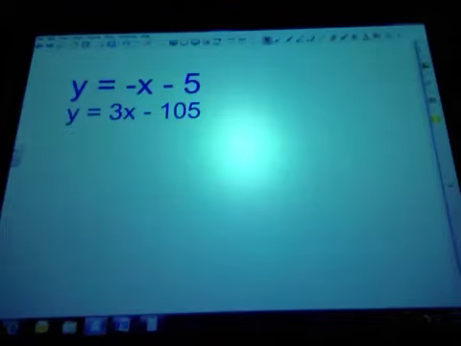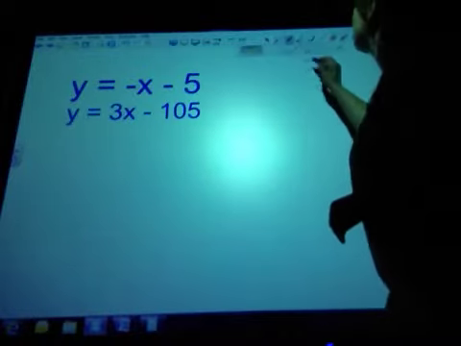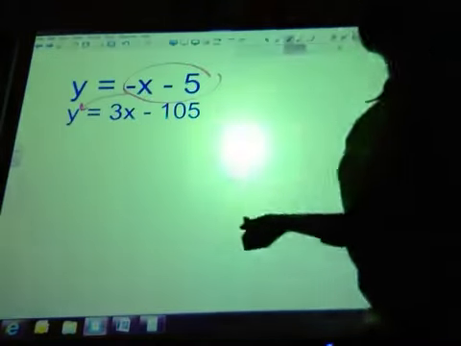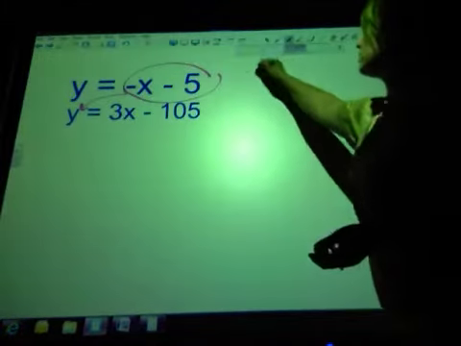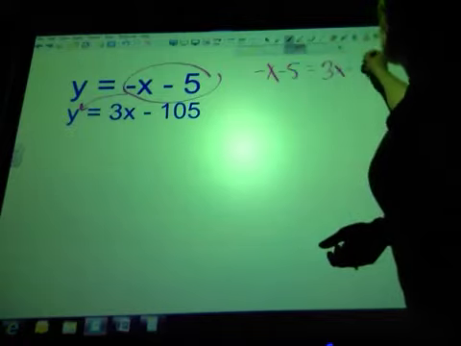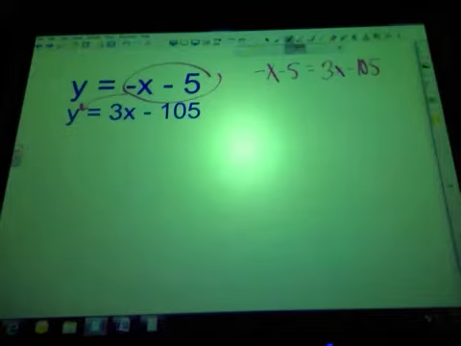So we're going to plug negative x minus 5 in place of the y in the other equation. Or, since they're both equal to y, we put them equal to each other. So negative x minus 5 equals 3x minus 105. And then you work it out and solve for x.